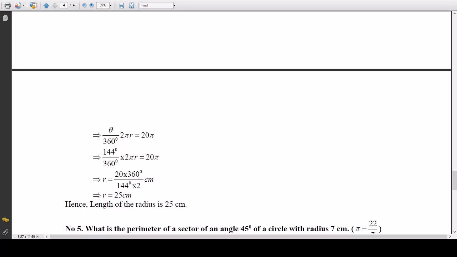Okay, you do the calculation by yourself. You cancel all those numbers which are possible to cancel. You see 2 and 20 you can cancel, then 144 and 360 you find out by which number you can cancel these two, and at the end of this you will get radius to be 25 centimeter. Clear?